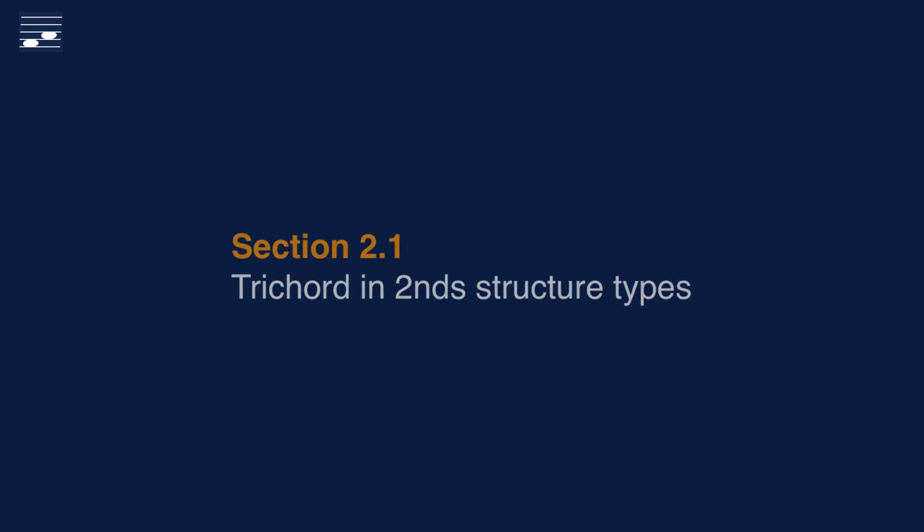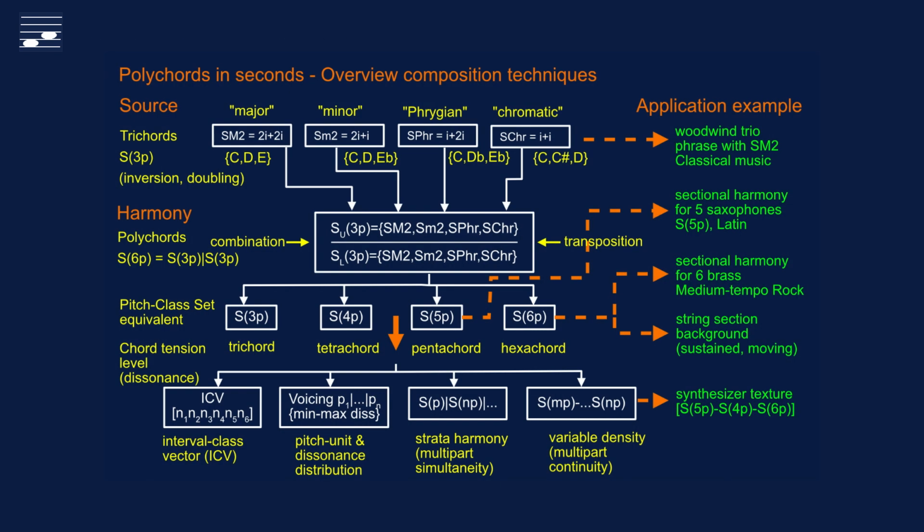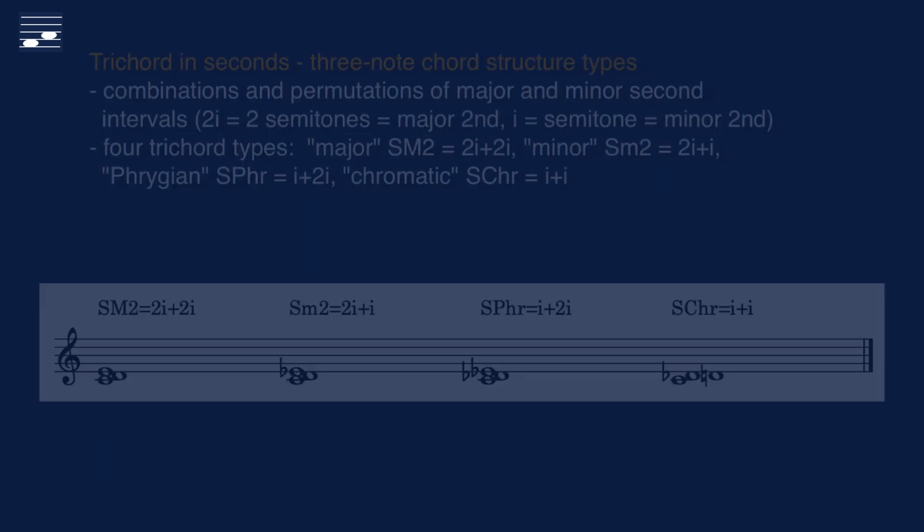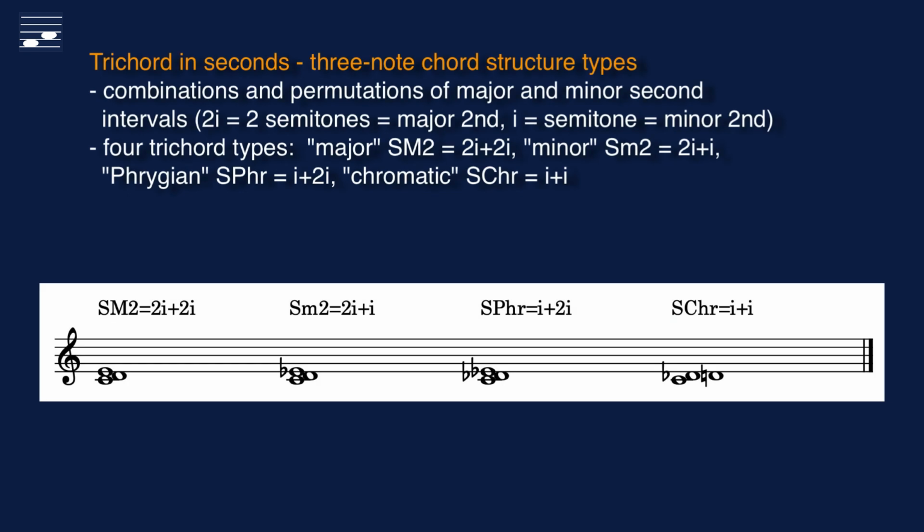This diagram is the overview of the tutorial content, with fundamentals on the left and a list of examples on the right. We start with the trichord structures in seconds at the top. The 4 possible chords are the 3-note chords obtained from combining major and minor seconds, that is, intervals of 2 and 1 semitones. This yields as the first option what I've called the major trichord in seconds, labeled as structure S M2.